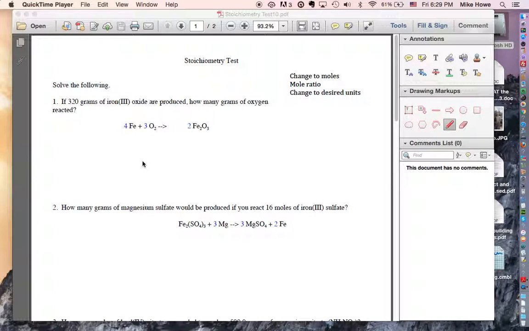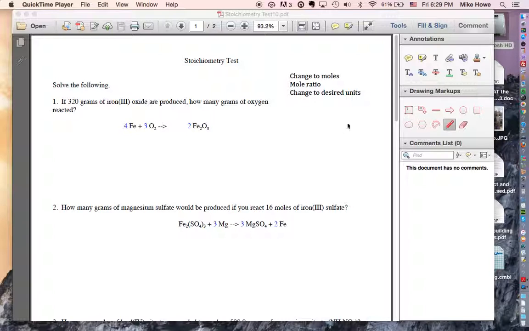Hello everyone, this is an overview of the stoichiometry test. This test is just like all the other tests, except that the questions are different. So it may not match your test, but the number of steps per question will be the same.